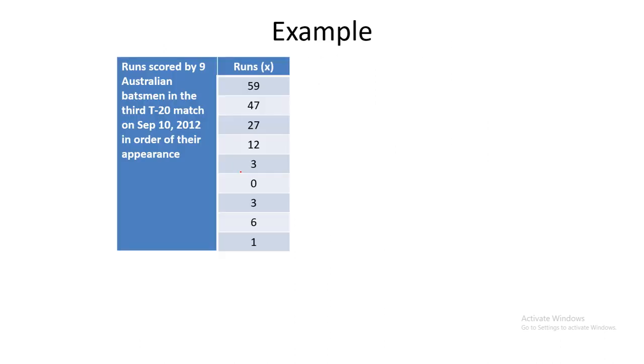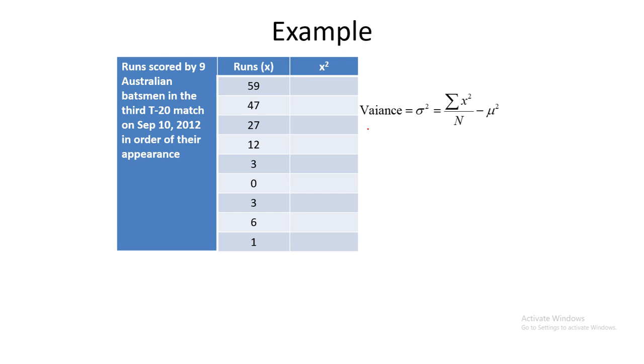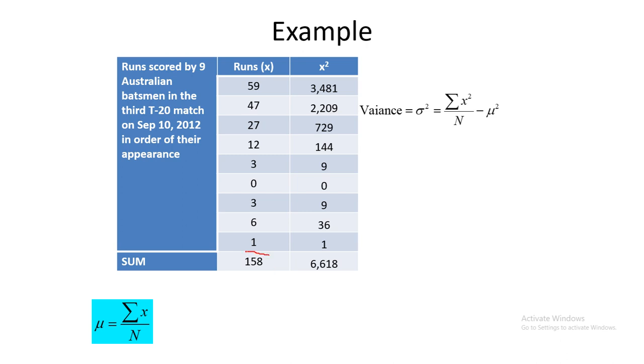So let's see this example. There are 1, 2, 3, 4, 5, 6, 7, 8, 9, so 9 values. What do you want? You want the square of it. So what I will do, I'm using the simple formula. I'm not taking the mean. So if you take the square of 59, take the square of 47, I took the square of all these values. 3 square is 9, 6 square is 36, and so on. Now we need the totals. So this is summation x and this is summation x square.